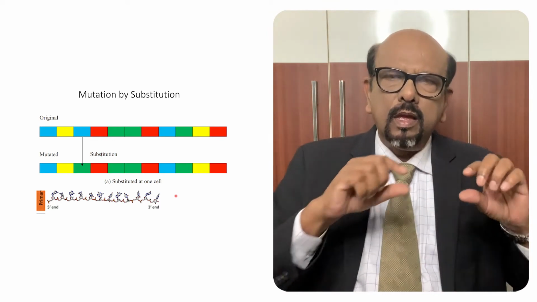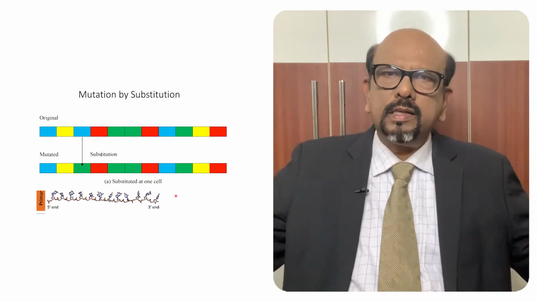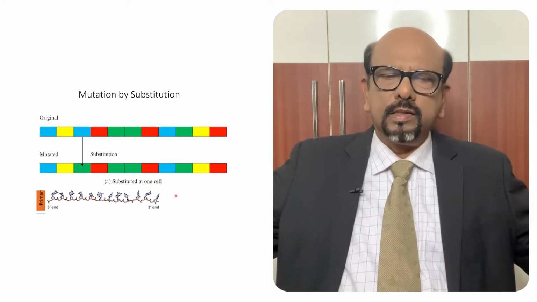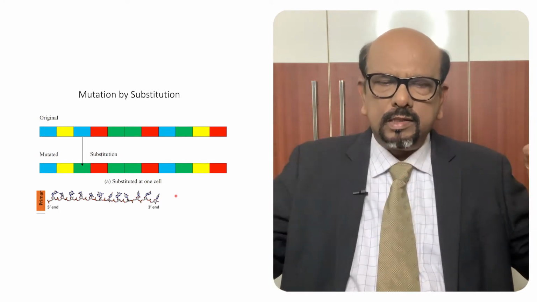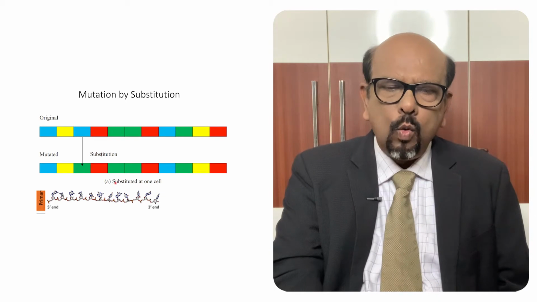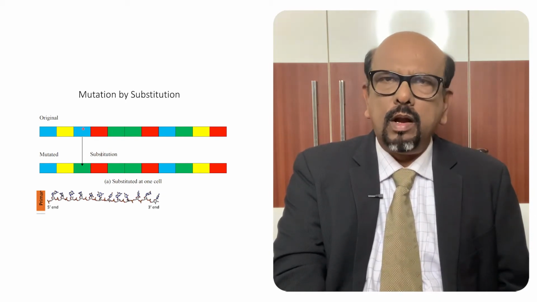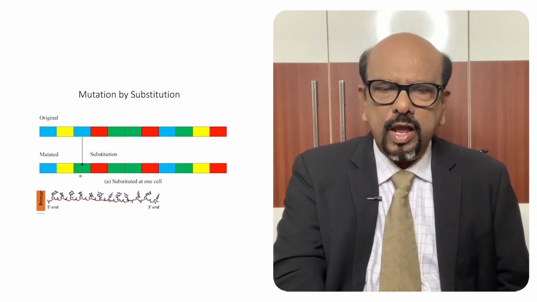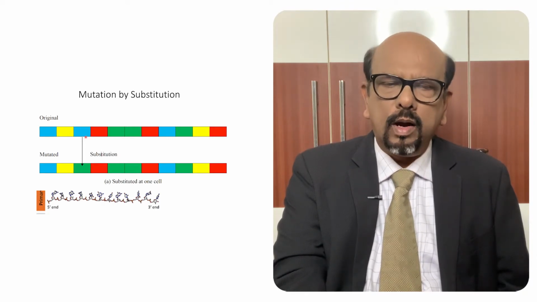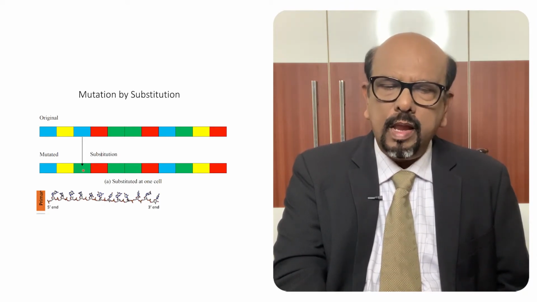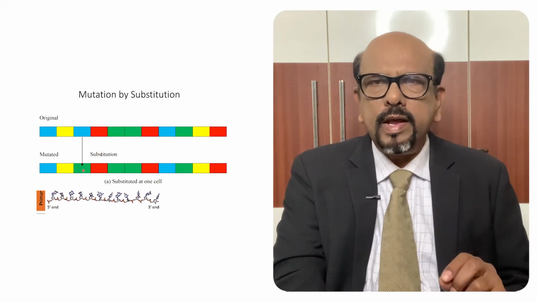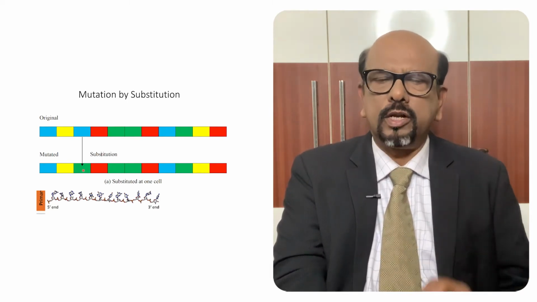There are various types of mutation. So we are saying the DNA is a sequence of numbers. So original is this. For example, one of the cells can be changed, one of the molecules can be changed into another one. The blue can become green. So this is called mutation by substitution.